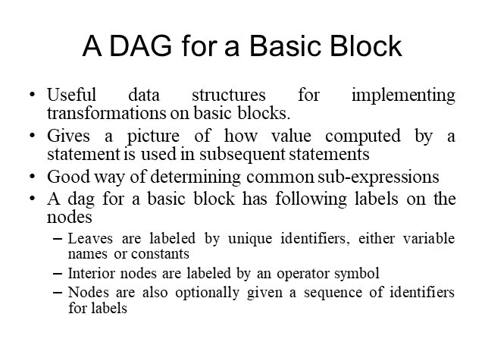A is the leaf node on the left hand side, plus is the root node in the center, and B is on the right hand side. The final thing is that nodes are also optionally given a sequence of identifiers as labels. So it actually helps us to create a good structure of a DAG.